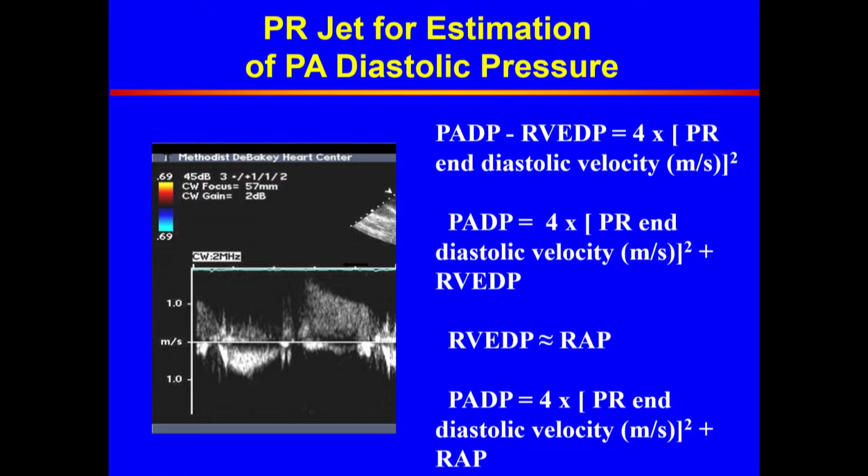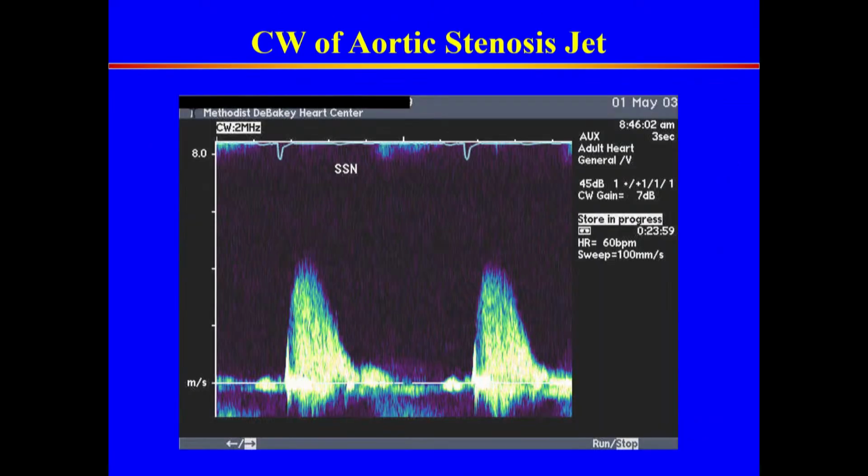make that approximation is because I can estimate RAP. It is more challenging to estimate RV end diastolic pressure. So then it becomes 4V squared plus RAP, and that's how we go about PA diastolic. For the aortic stenosis jet, we get the 4V squared, and that will get you the peak gradient.